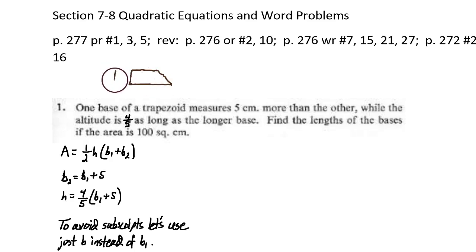The height is the distance from the top to the bottom, and the top is called base 1 and the bottom is called base 2, or vice versa. It really doesn't matter which one you label B1 and B2.